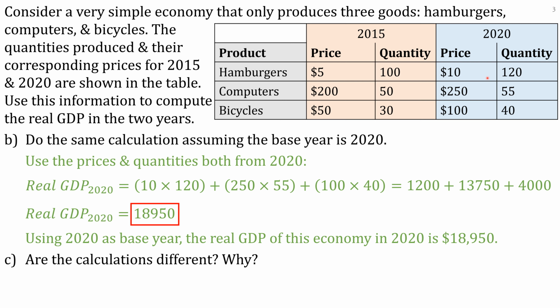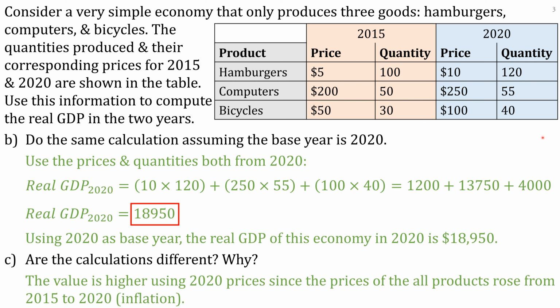Are the calculations different? Yes, we had 13,600 first and now 18,950. Why? Well, it's because of the prices. If you look here, we had from 5 to 10, 200 to 250, and 50 to 100. So what's happening is that because the prices are increasing, the value of the GDP that we get is also increasing.